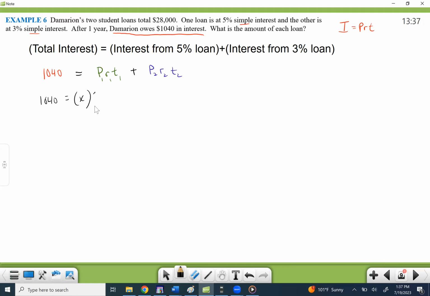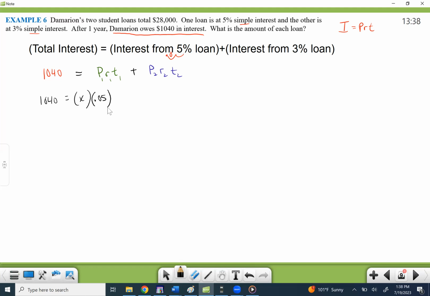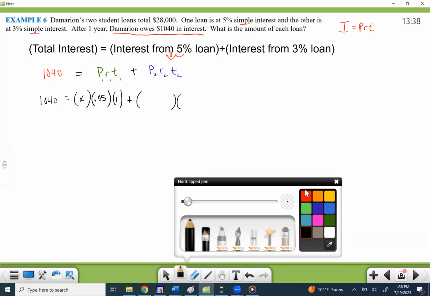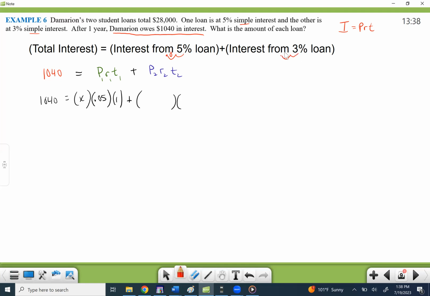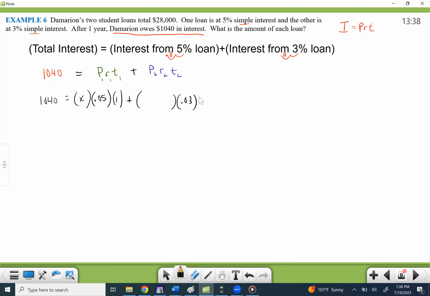I do know the rate was 5%, right? So we always have to move the decimal twice. So into the problem is going to be 0.05. And I do know the time. It says after 1 year. All right, so we were given 1 year. Let's do the same thing over here. We know that the rate is 3%. So we're going to move the decimal twice and make that guy a 0.03. And it was still 1 year.